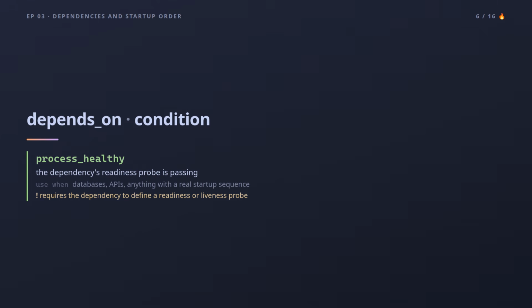Process healthy is the one you want for services. It waits for the dependency's readiness probe to pass. This is the difference between the API being alive and the API being able to answer. There's a rule attached. The process you're waiting on has to actually define a readiness or liveness probe. If it doesn't, you get an error at load time rather than a dependency that silently never resolves.